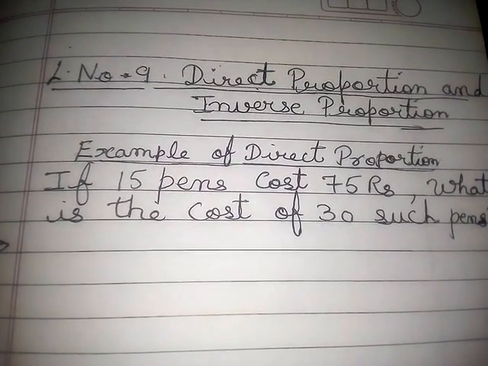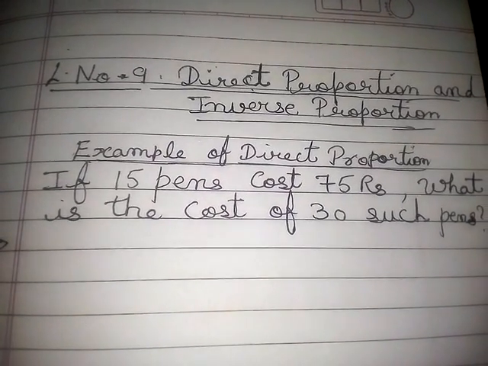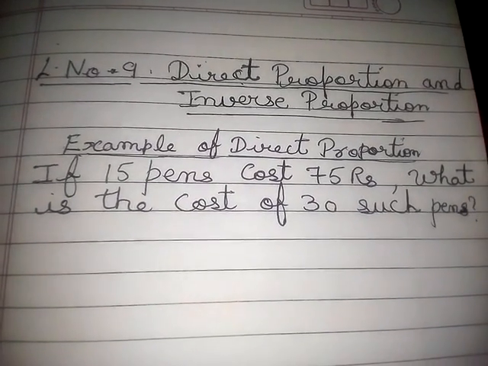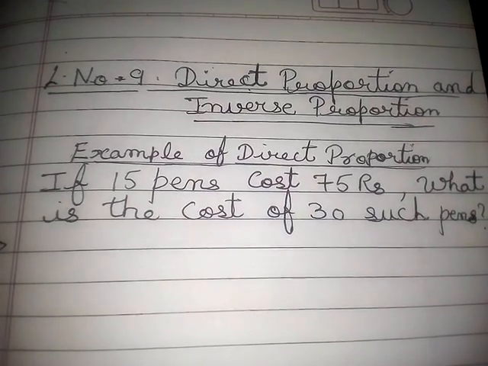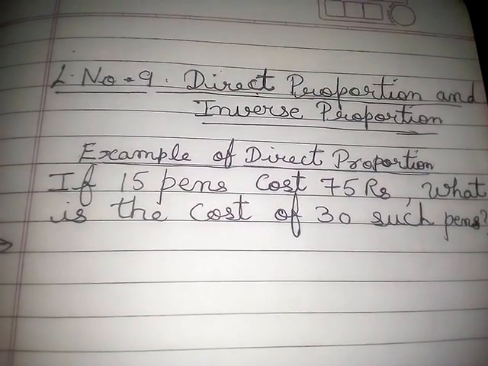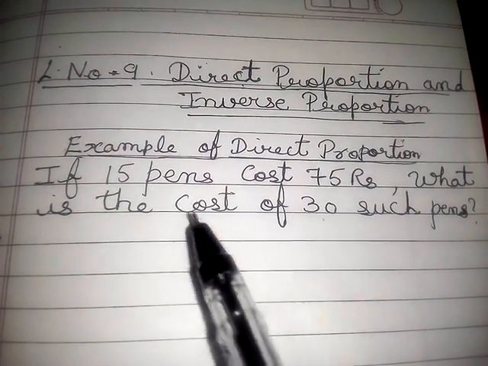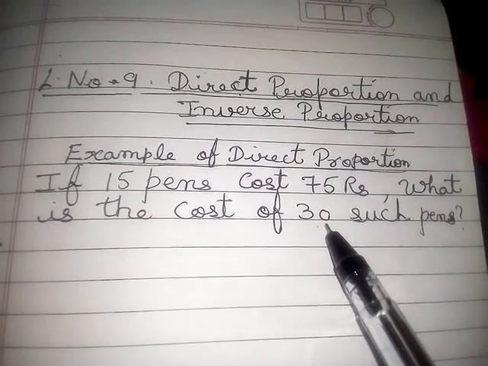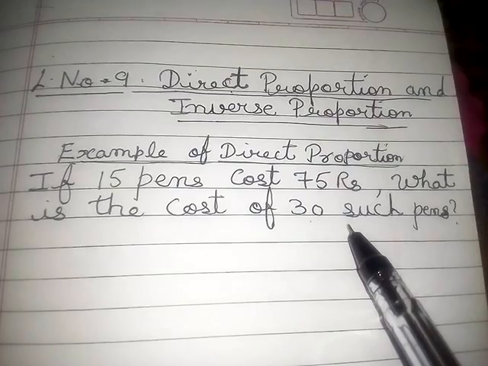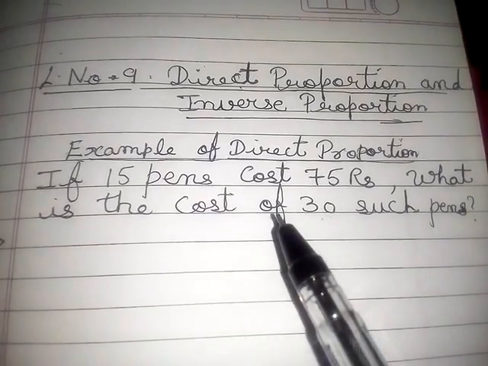Now I am going to teach you the topic called direct proportion and inverse proportion. First we will study the example of direct proportion. If 15 pens cost 75 rupees, what is the cost of 30 such pens? Here the number of pens increases from 15 pens to 30 pens. Here the number of pens increases, so the cost of pens also increases. So this is an example of direct proportion.